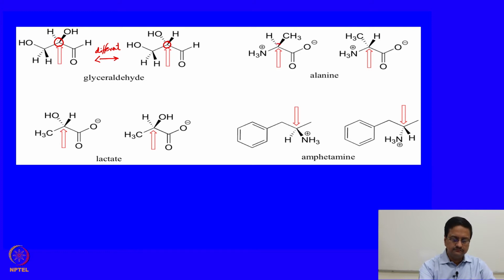Similarly, here also, at this center, the methyl and hydrogen atoms are connected in different ways. In the first case, the methyl is above the plane of the projection, while in the other case, the methyl is below the plane of projection. As a result, it gives rise to two different forms of alanine. The same is seen here, and the same is seen here. So this gives rise to different compounds if you have different ways of attaching the group to a central carbon atom.